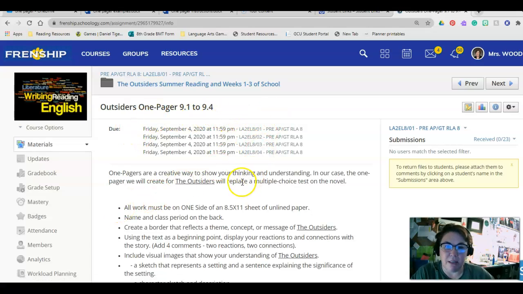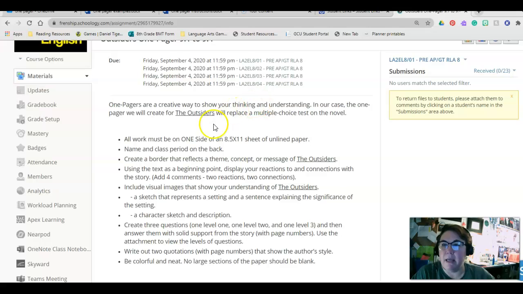For the one-pager, you just need a sheet of blank typing paper, and I have plenty of it, so if you mess up and you need another sheet, that's fine. If you need to grab a couple of sheets to take home, that's fine, but just a blank sheet of paper. I don't want lined paper, because it just makes it really hard to see.